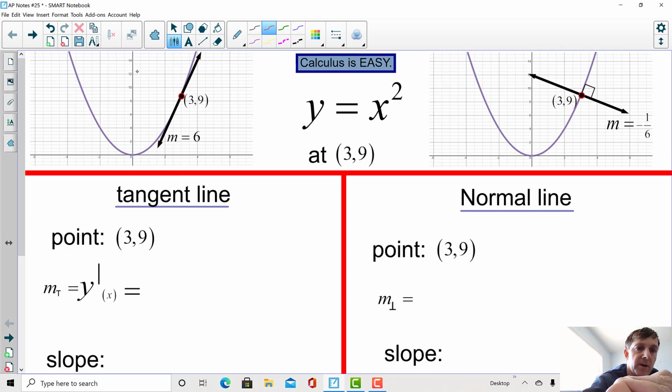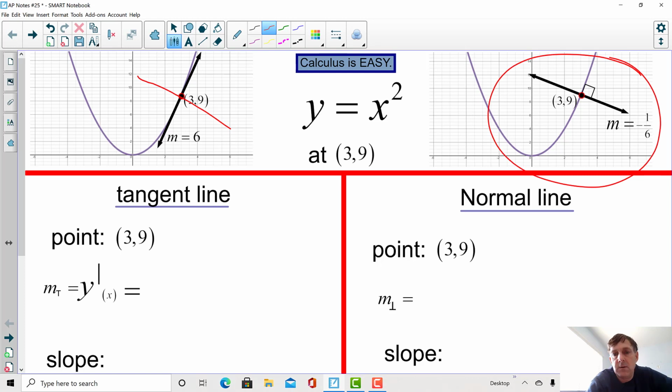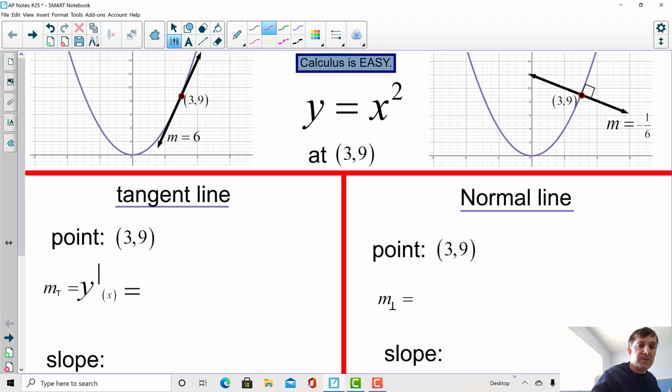Now if we draw a line that is perpendicular to the tangent line, that's what we see over here in this picture. The name of that would be called the normal line. So the normal line is perpendicular to the tangent line. If, for our example, we're given this point 3, 9, we know that's the point of tangency.